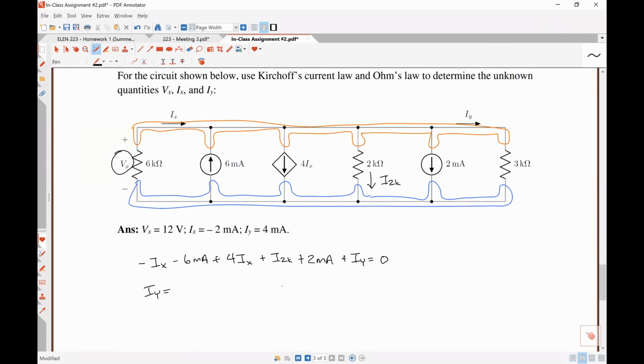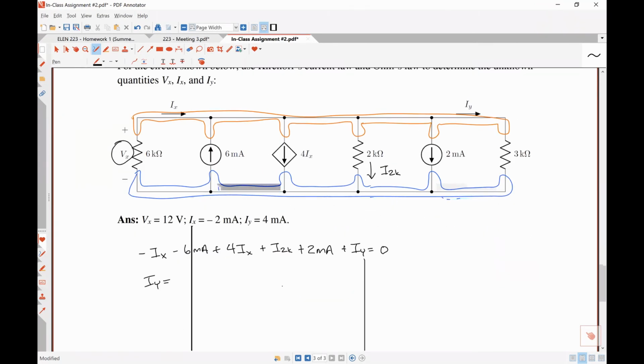Is it Vx divided by 3 kilo ohms? That's it. It's that simple. So current is voltage divided by resistance according to Ohm's law. So Vx over 3 kilo ohms. All right. Let's do I2K next.